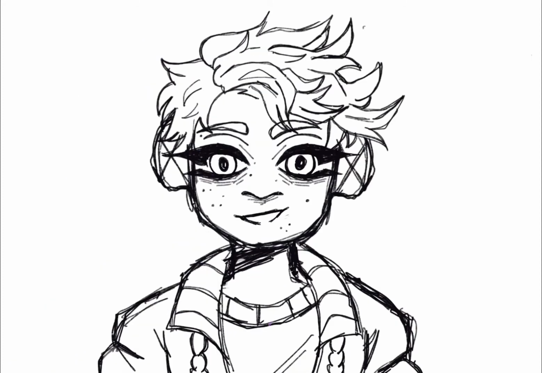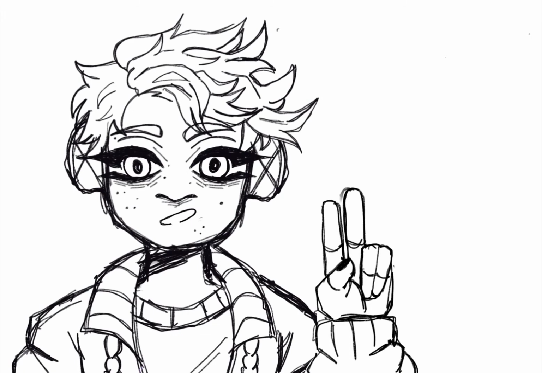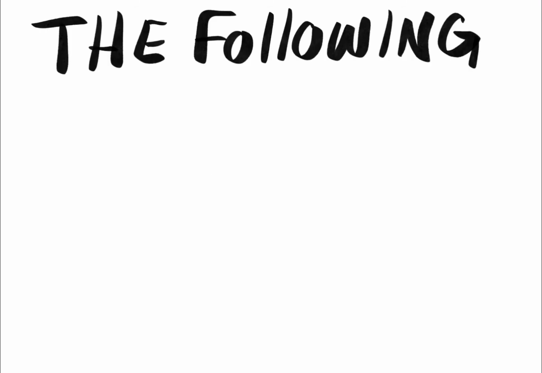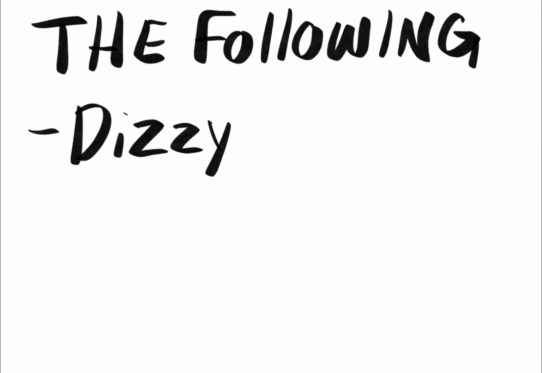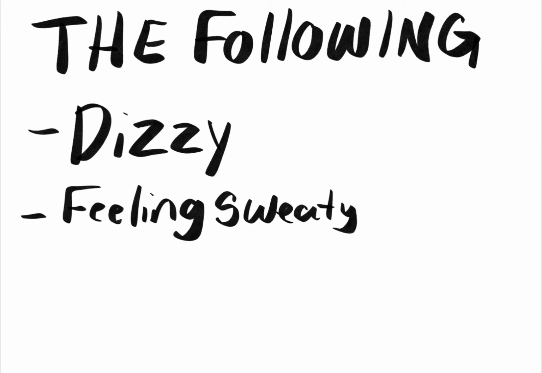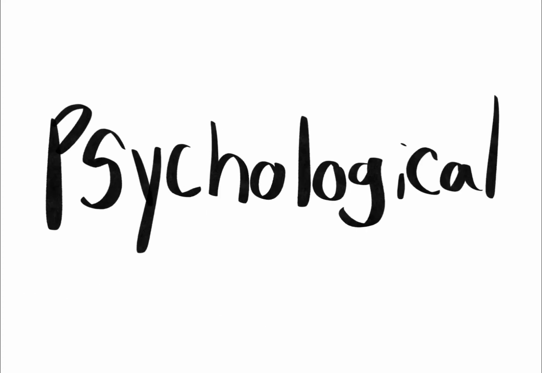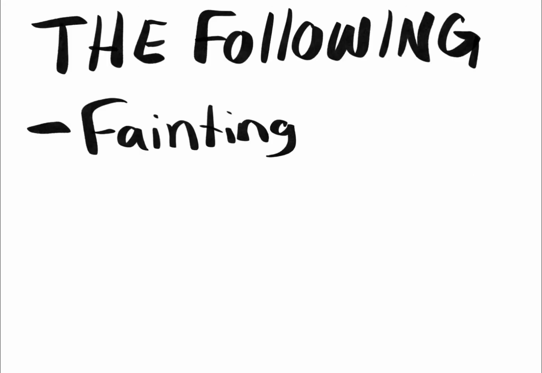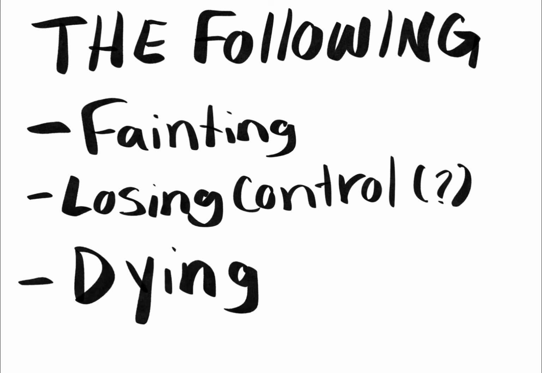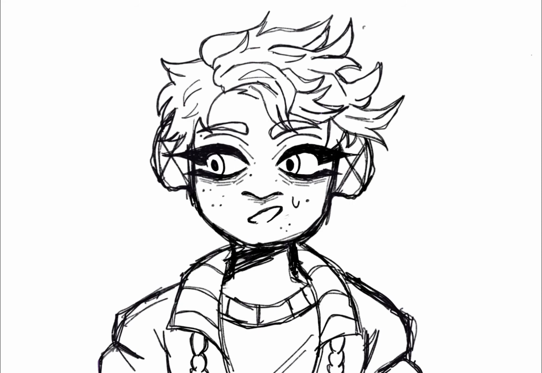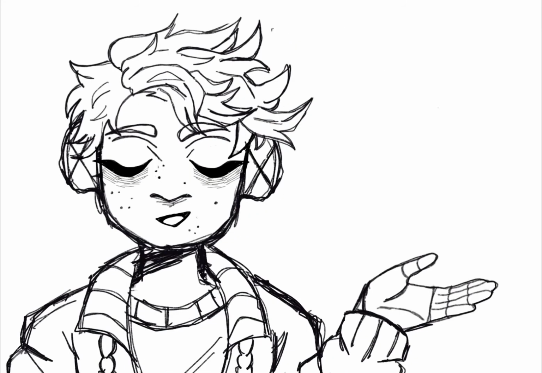Signs and symptoms are up next. There are both physical and psychological symptoms, but let's talk about the physical first. The physical symptoms are the following: feeling unsteady, dizzy, and lightheaded, feeling like you are choking, sweating, hot or cold flushes, and trembling or shaking. The psychological symptoms of phobias are the following: fear of fainting, fear of losing control, and fear of dying.